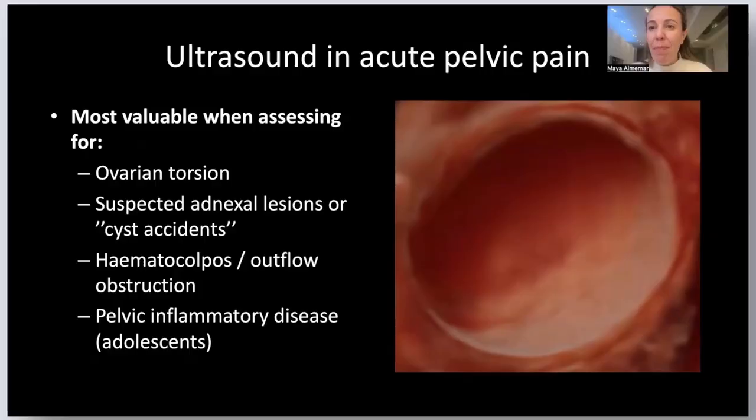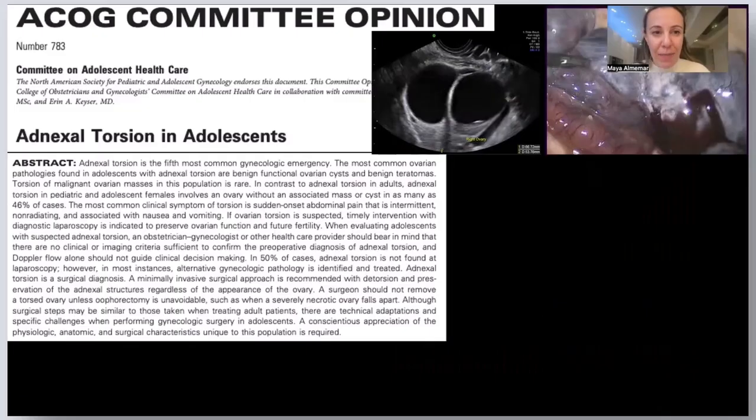But let's take a step back. When might we use ultrasound in the pediatric and adolescent gynae population? Well, let's look at the acute presentations of acute pelvic pain. And therefore, ultrasound's really, really valuable in looking at those with suspected torsions or cyst accidents and adnexal lesions, those with suspected outflow obstruction and hematocolpos, and potentially in adolescents who are sexually active, pelvic inflammatory disease.